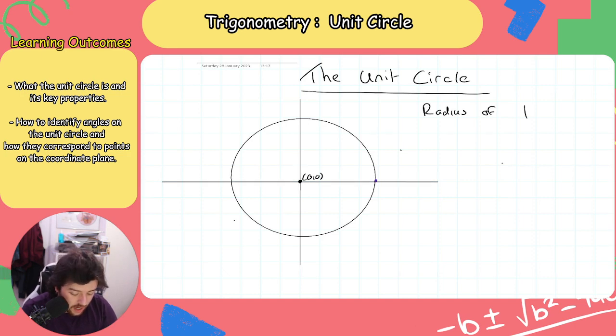So, I know here my point is going to be 1, 0, because my radius is 1, remember this, so I'm 1 to the right, and I haven't gone up any. Here, my point is going to be 0, 1. Here, my point is going to be minus 1, 0. And then finally, here at the bottom, my point is going to be 0, minus 1. So they are 4 key points on my unit circle.